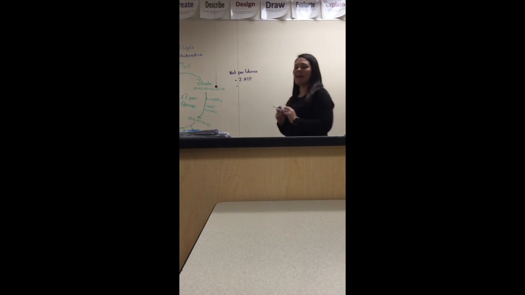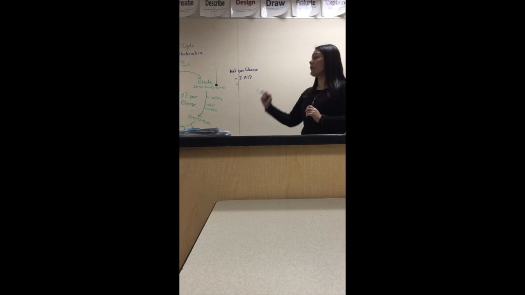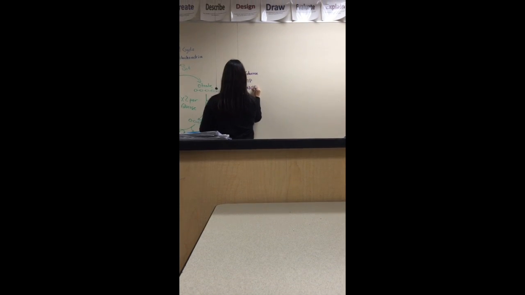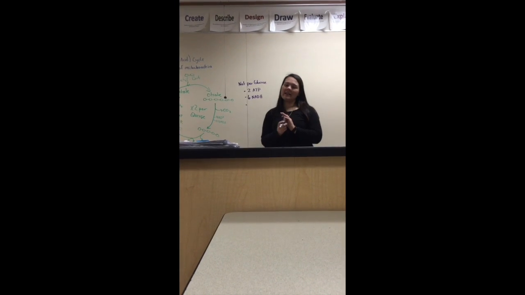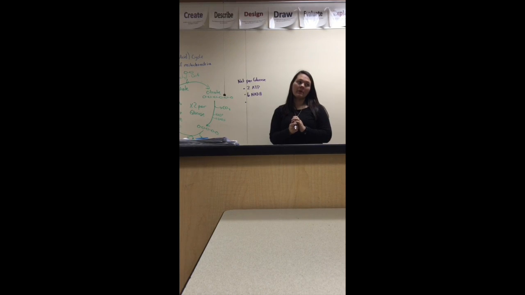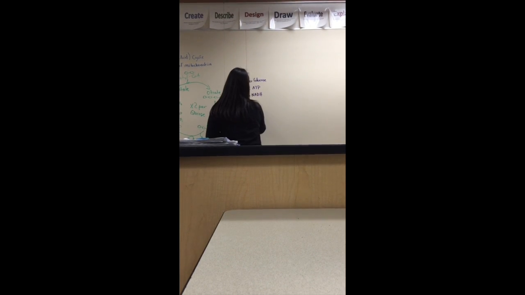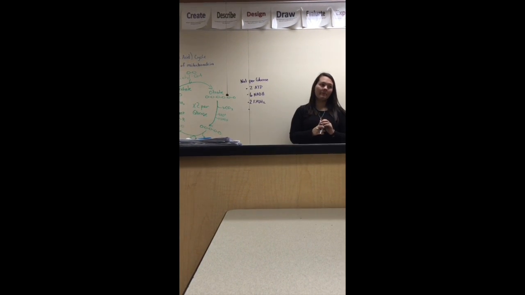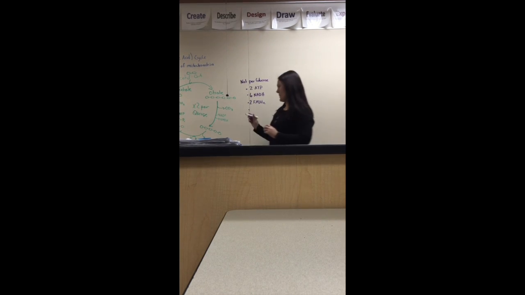Okay. How many NADHs am I going to form per glucose? 3 per Krebs, 2 cycles, so 6. How many FADH2s are going to form? 2. And how many carbon dioxides are going to form? 4. Good.